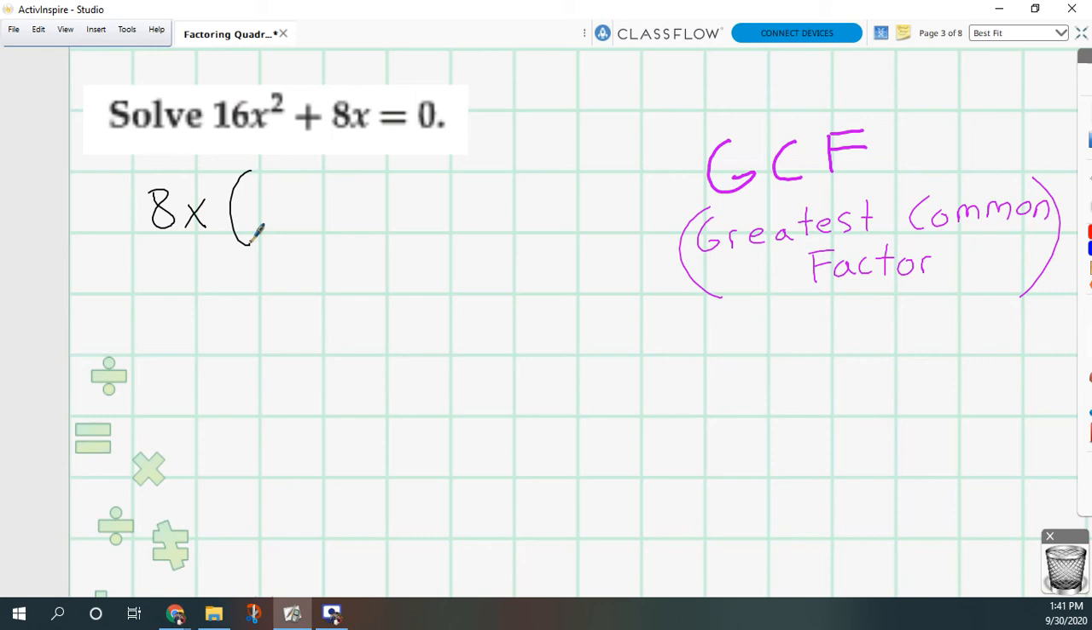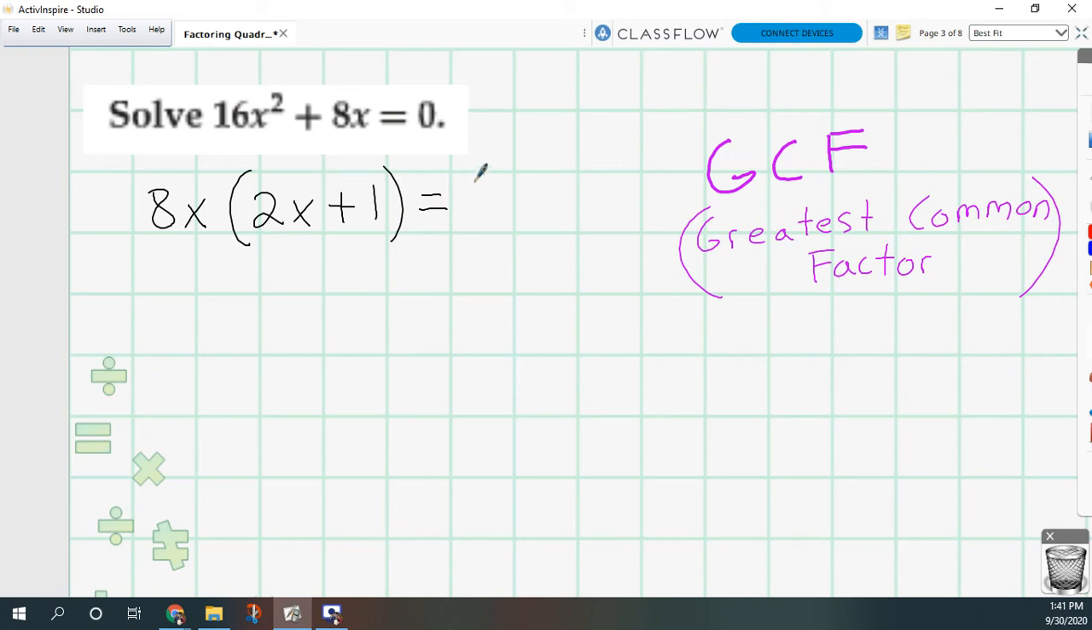So then, like I said, we can think of it like division. We have 16x² divided by 8x, which is going to give me a 2x left on the inside. And then 8x divided by 8x gives us 1. So the 8x doesn't just go away. We have to put a placeholder of 1 there. Otherwise, if we multiplied it back out, we wouldn't get what we started with.